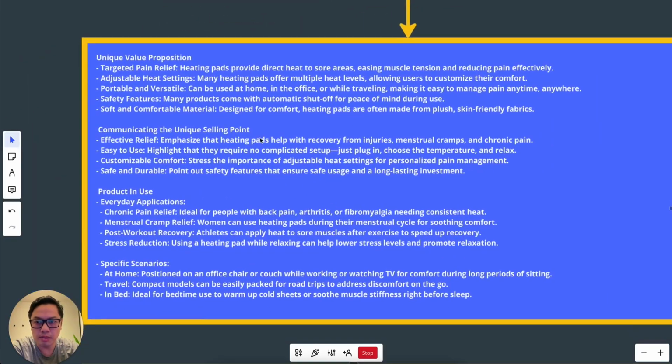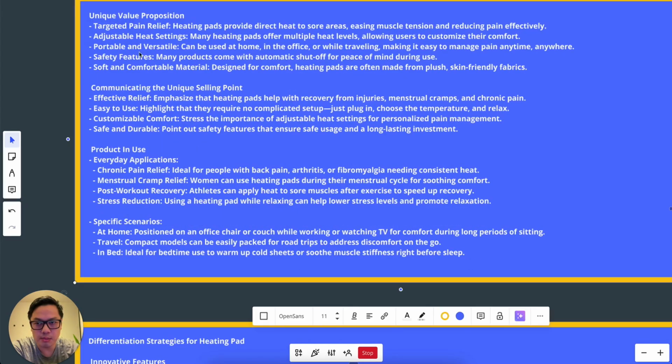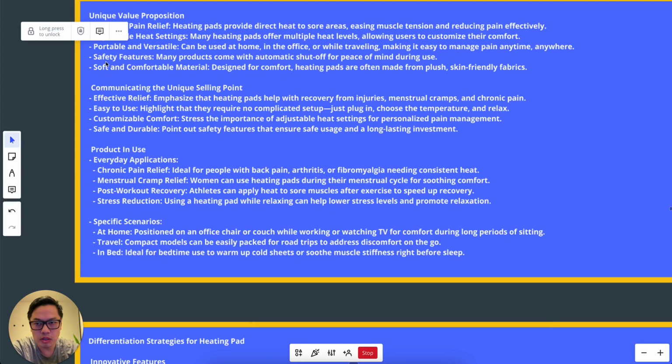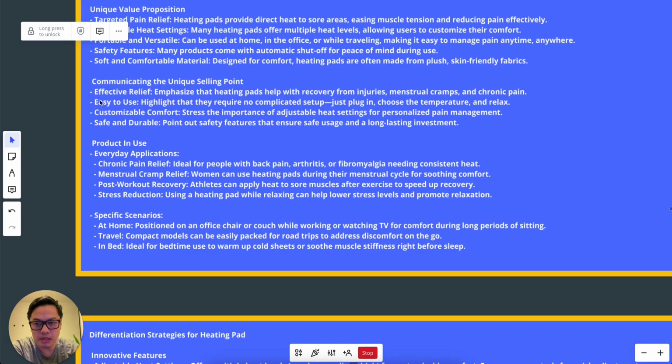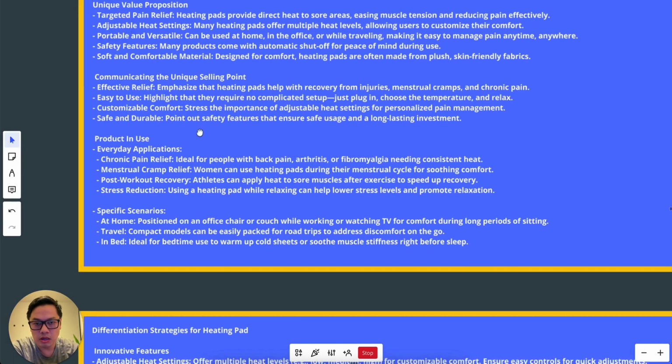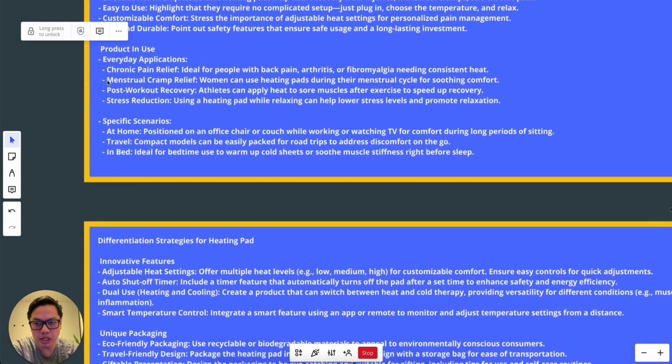Okay, so product themes. Heating pads provide direct heat to sore areas. Yes, muscle tension, so I have to talk about muscles a lot. Adjustable heat settings, portable, safety features, soft and comfortable. Communicating USPs: effective relief, easy to use, customizable comfort, safe and durable. Okay, product in use: everyday application, chronic pain relief, menstrual cramp relief.